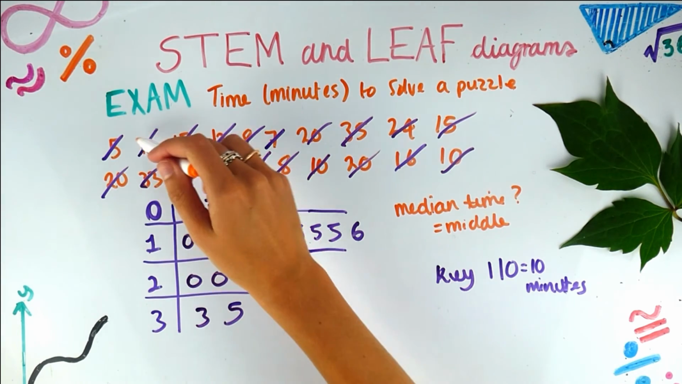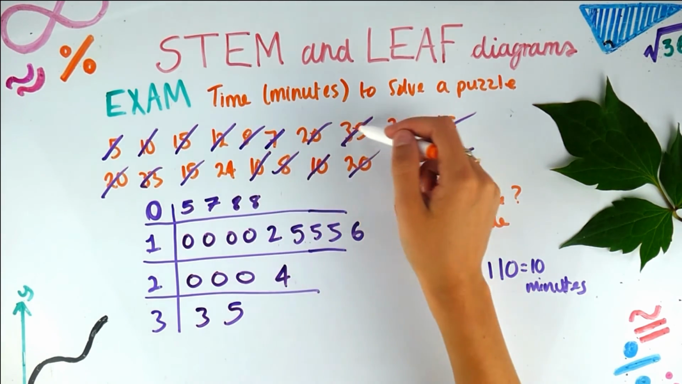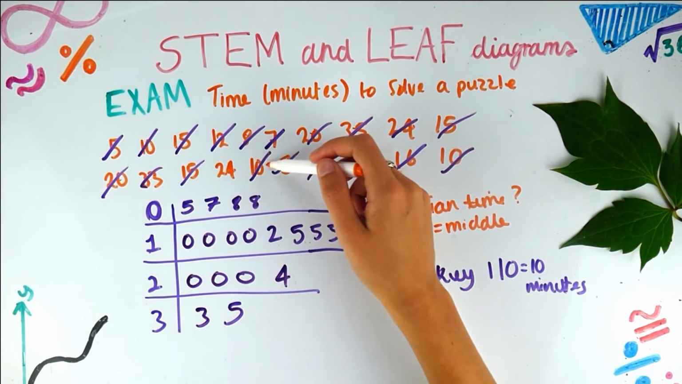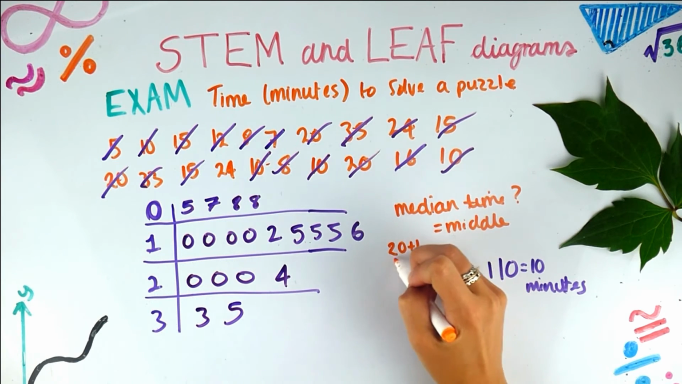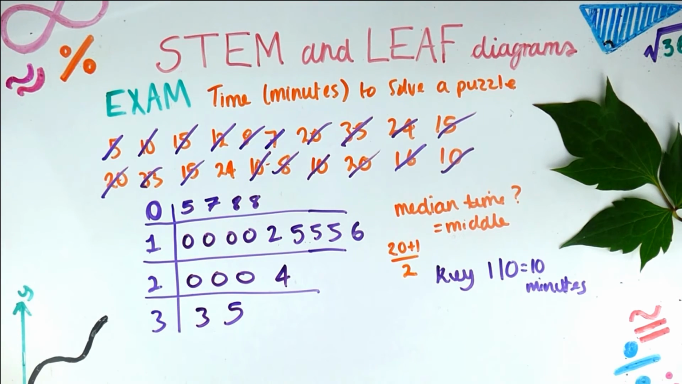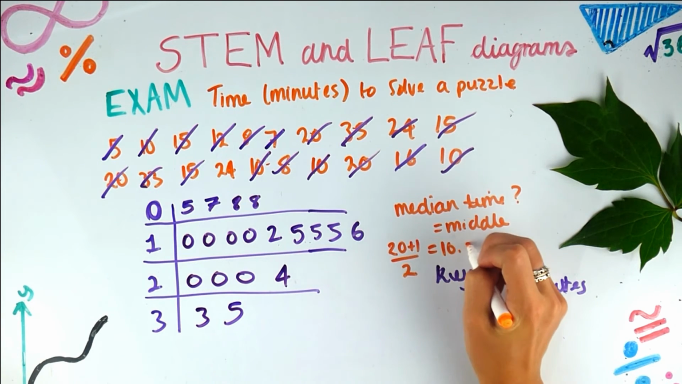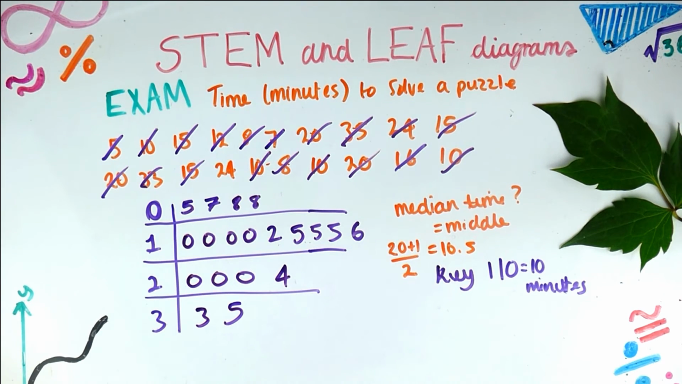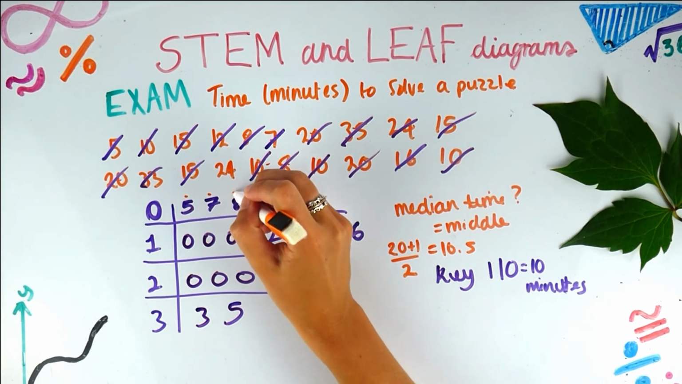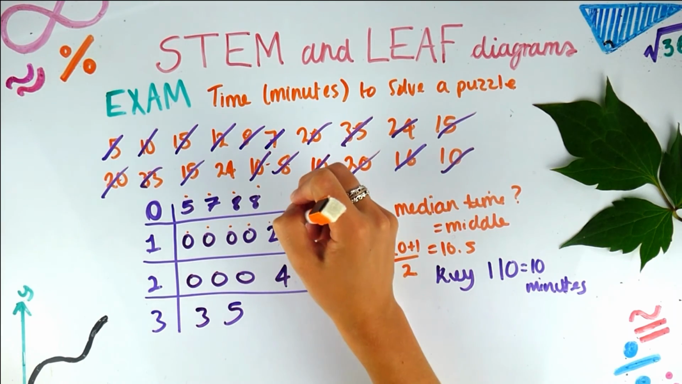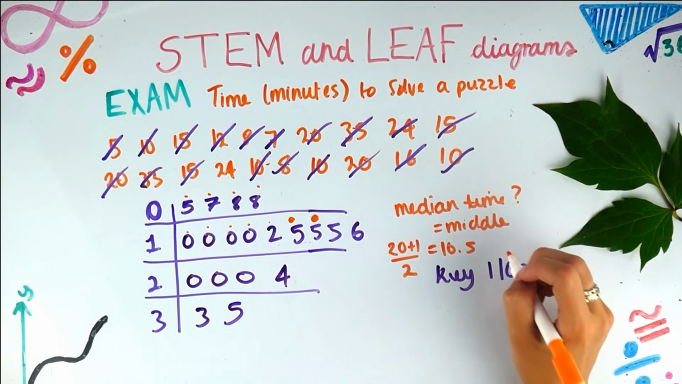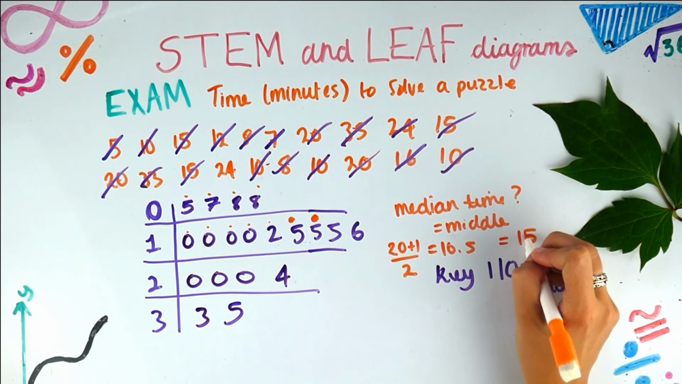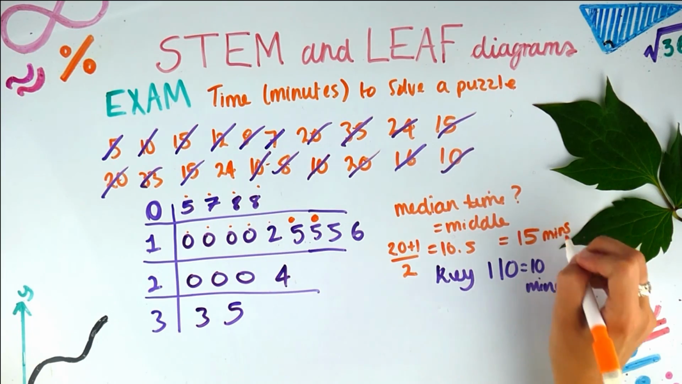We have 20 data points. You do 20 plus 1 divided by 2, which doesn't quite work. That gives us 10.5, so we want the 10.5th value, the value between the 10th and the 11th data point. So 1, 2, 3, 4, 5, 7, 8, 9, 10, 11. So we want the one between those, but they're both 15, so the middle value, the median, is going to be 15. And that is minutes.